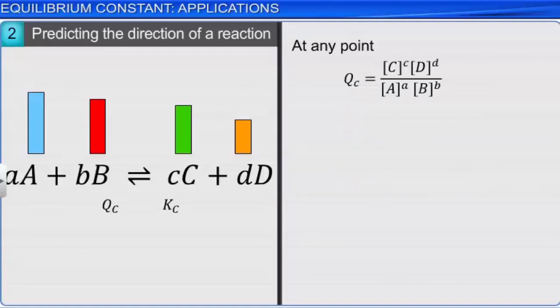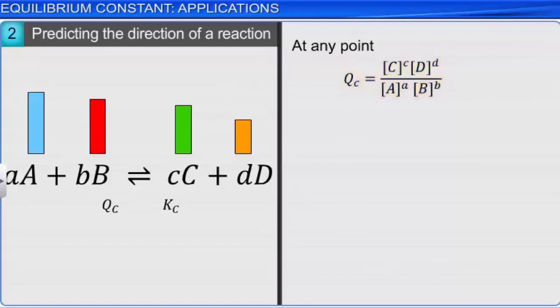For a general reaction of the type a moles of reactant A and b moles of reactant B, reacting to give c moles of product C and d moles of product D, the reaction quotient Qc is expressed as the product of the concentration of C raised to the power of c and the concentration of D raised to the power of d, divided by the product of the concentrations of A raised to the power of a and B raised to the power of b. Remember that the concentrations of the reactants and the products expressed in the equation are current concentrations and not equilibrium concentrations.